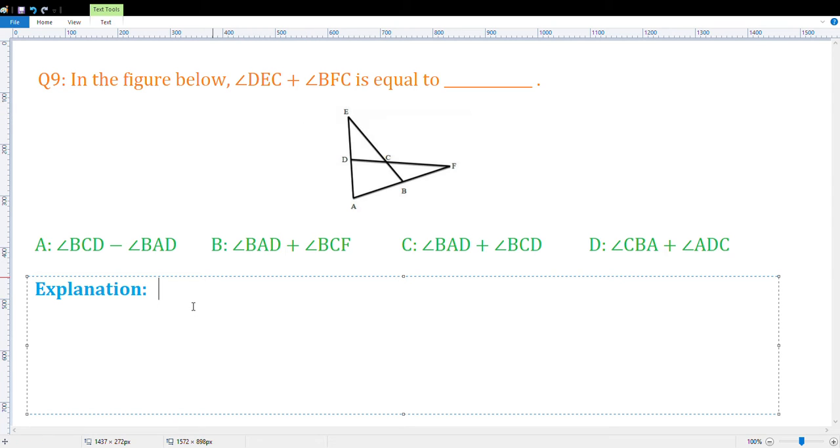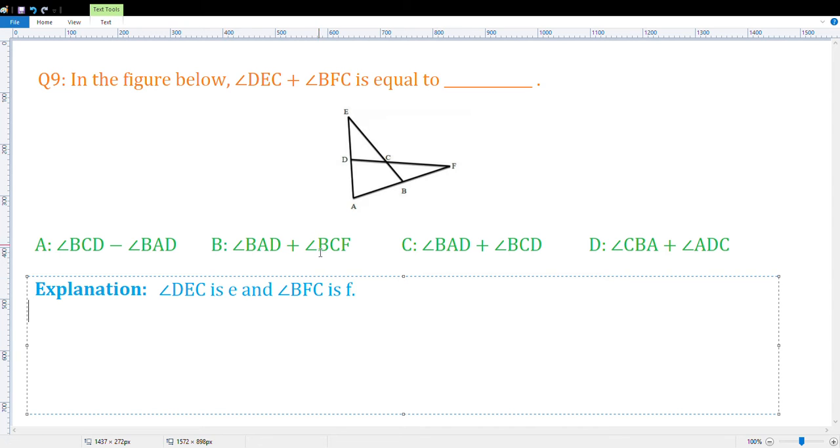First, instead of taking angle BAC and the others, just take small c and small a. Then these will become like this, right? Angle DEC is small e, and angle BFC is small f.